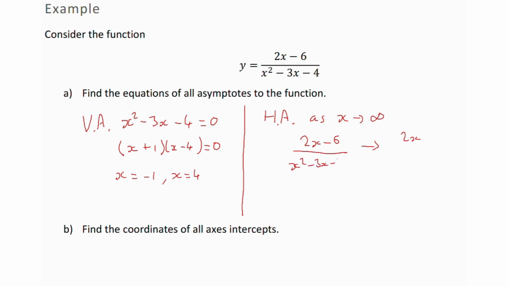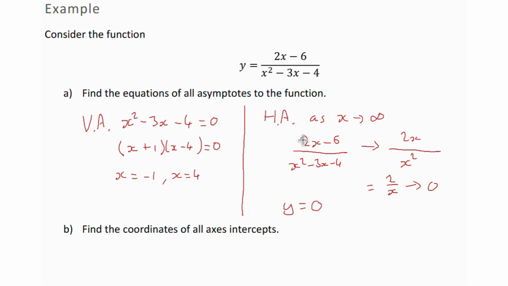X squared minus 3x minus 4 tends to, well, as x gets absolutely massive, this minus 4 is inconsequential, but this 3x is also not particularly important. When you have 1 billion squared, an extra 3 billion is actually not very large compared to 1 billion squared. So that bottom one tends to just x squared. That simplifies down to 2 over x, and as x tends to infinity, that tends to 0 because you've got 2 over a massive number. So our horizontal asymptote is y equals 0.